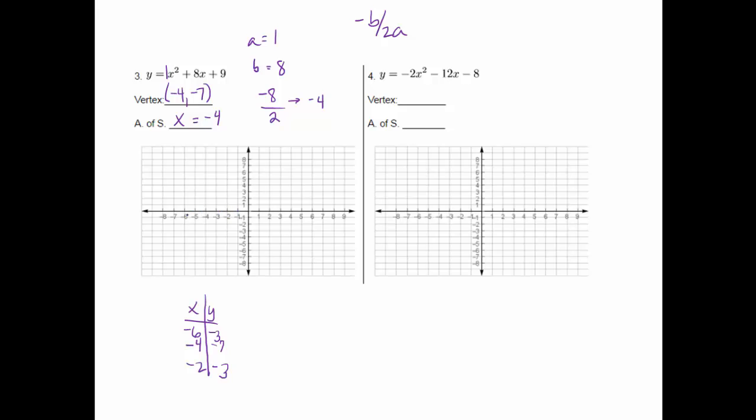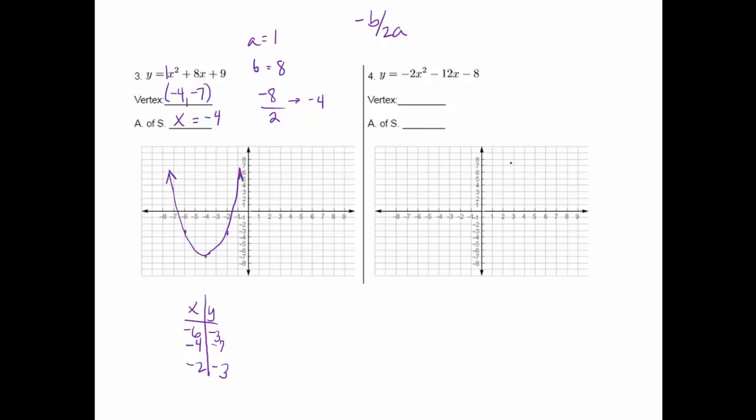So we're going to go to the left 6 and then down 3. Then we're going to go to the left 4 and down 7. And then I'm going to go to the left 2 and down 3. And then we're ready to connect it into a nice smooth curve. And there is that parabola.